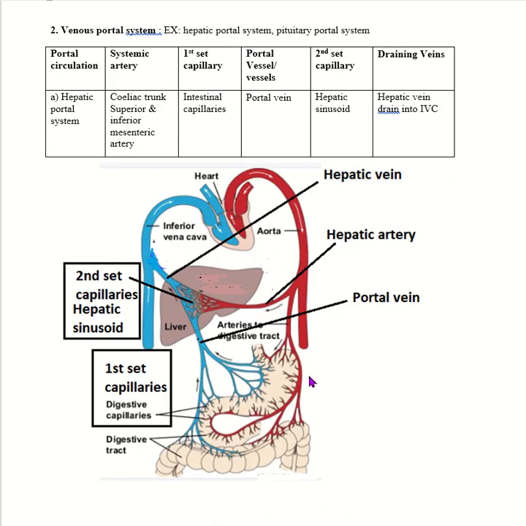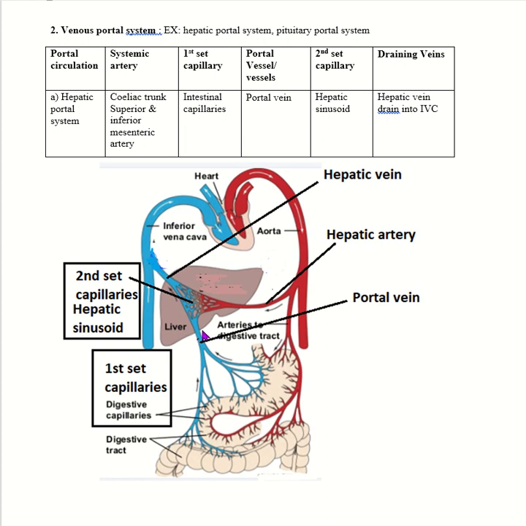And this is the example of the venous portal system. This is the branch of the abdominal aorta, and they enter the gut and form the first set of the capillary, and from this capillary, venule and vein are formed. This is a special vein known as the portal vein.